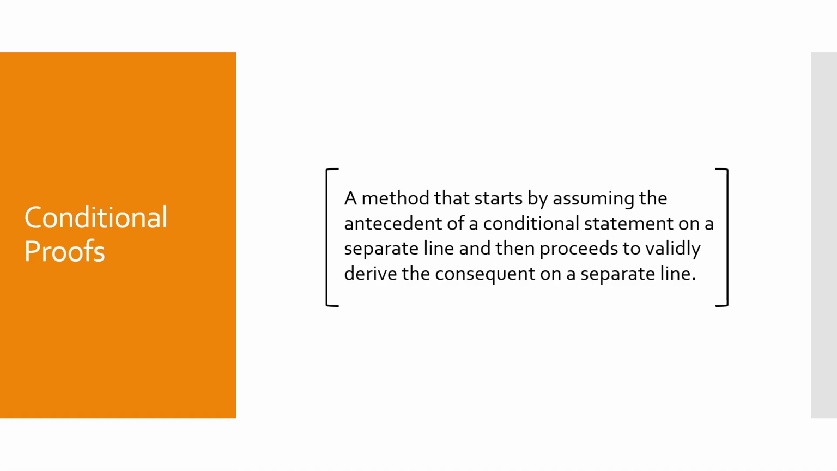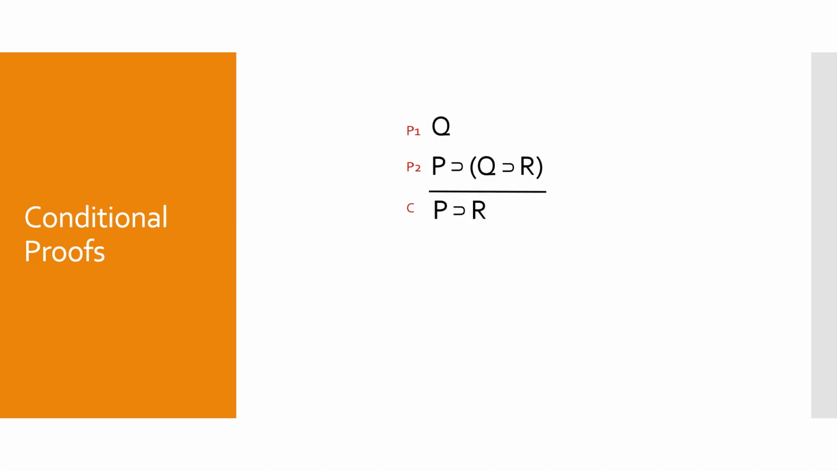Now, conditional proof is a method that starts by assuming the antecedent of a conditional statement on a separate line in the proof, and then proceeds to validly derive the consequent on a separate line as well in the same basic proof. As you'll see, a conditional proof is a technique for building a conditional statement, and it's one that is used in conjunction with the various rules of inference. So let's take a look at an example.